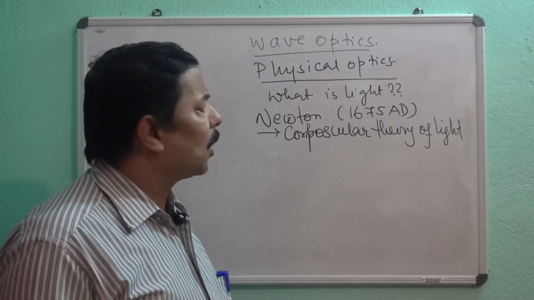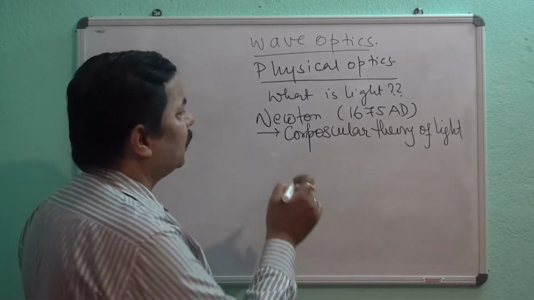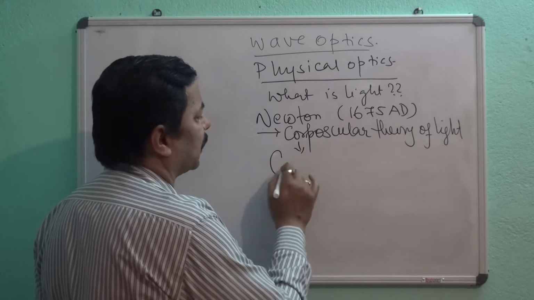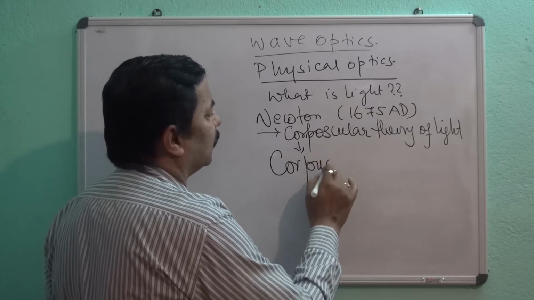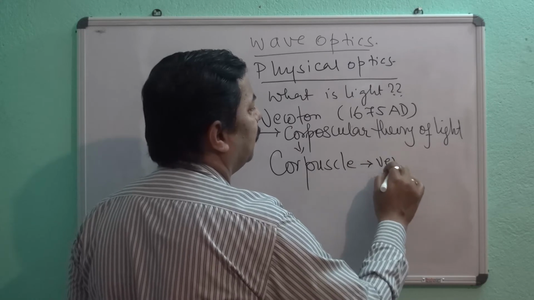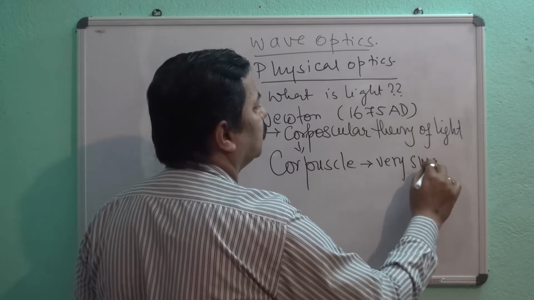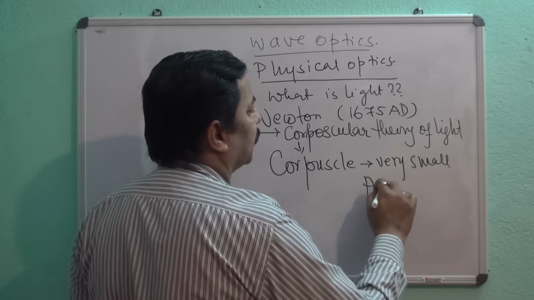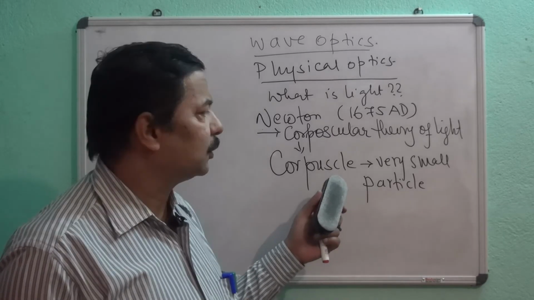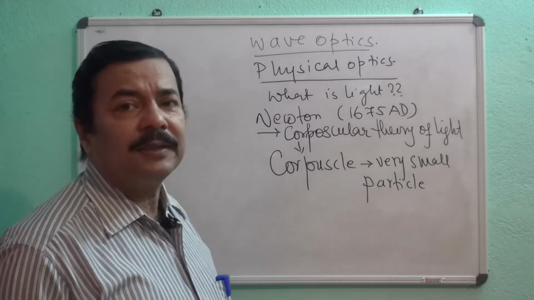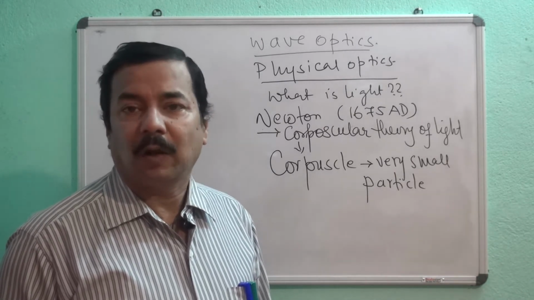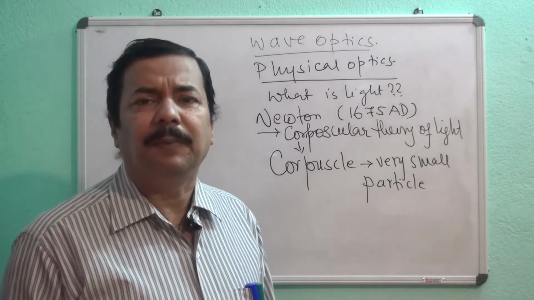So in Newton's corpuscular theory, the word corpuscular has derived from corpuscle, which means a very small particle. Very small particle, invisible. This is so small that it is not visible to you. The biology students might be knowing that there is red blood corpuscle, white blood corpuscle, like that only. So corpuscle is a very tiny particle.